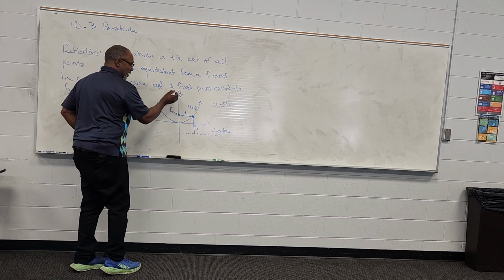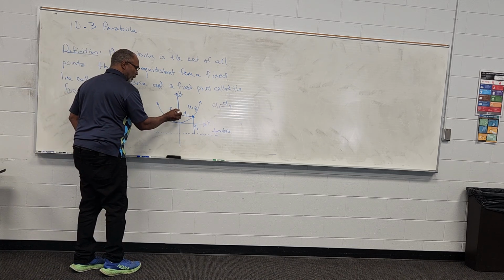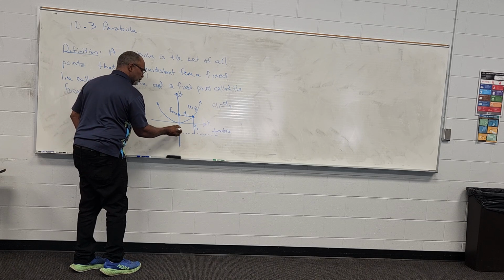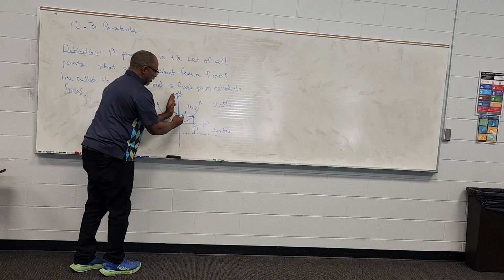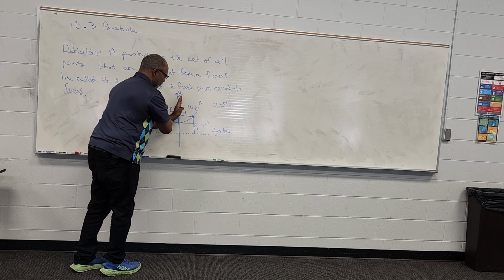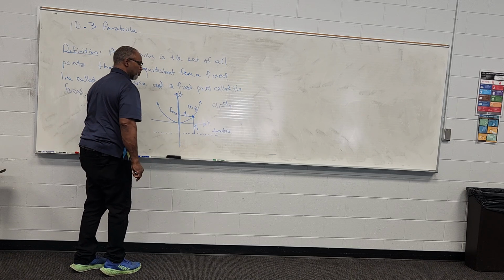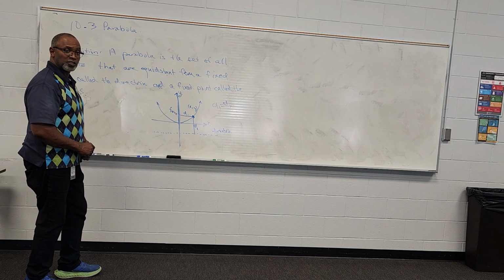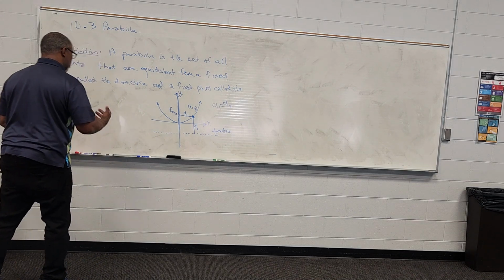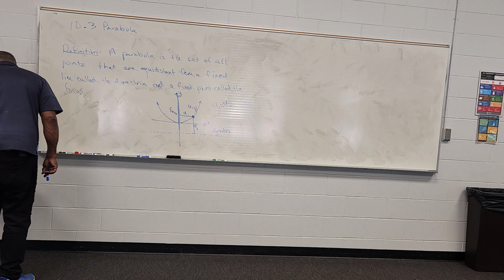Now, every parabola has an axis of symmetry. This would be the axis of symmetry of the parabola, in this case the y-axis, because if I look at the positive half of this parabola and flip it across the axis of symmetry, you get the other half of the parabola. So it's symmetric with respect to the y-axis.